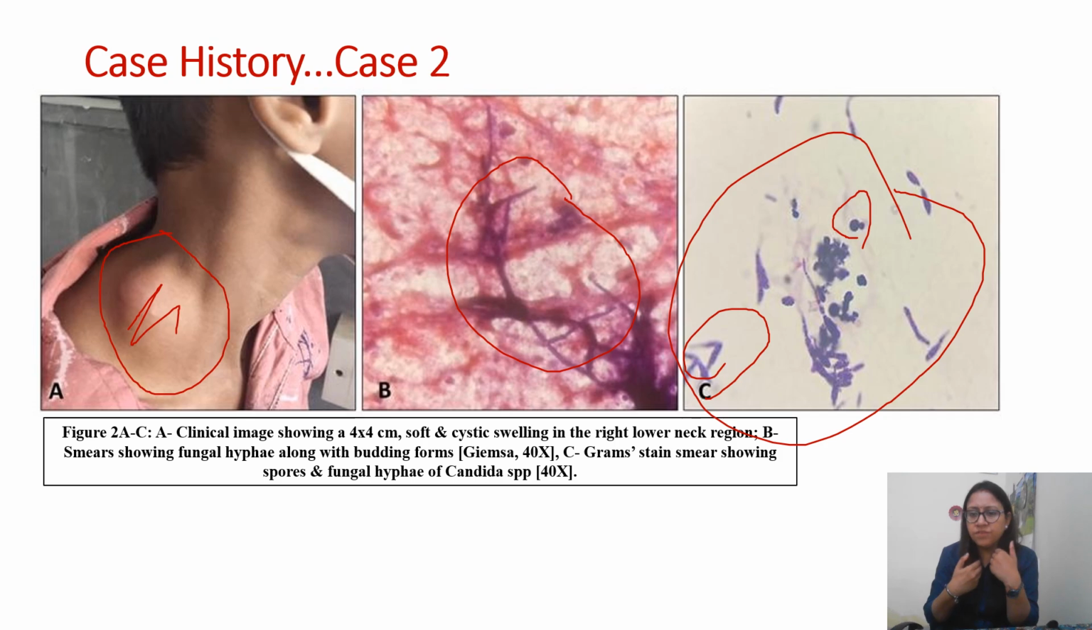So these two were very unusual locations where we can see Candida. It can take the form of invasive candidiasis, so you have to identify these organisms correctly and in a timely manner so that appropriate treatment can be given to the patient. These two were unusual locations for Candida species: the temporal region and the right lower neck.